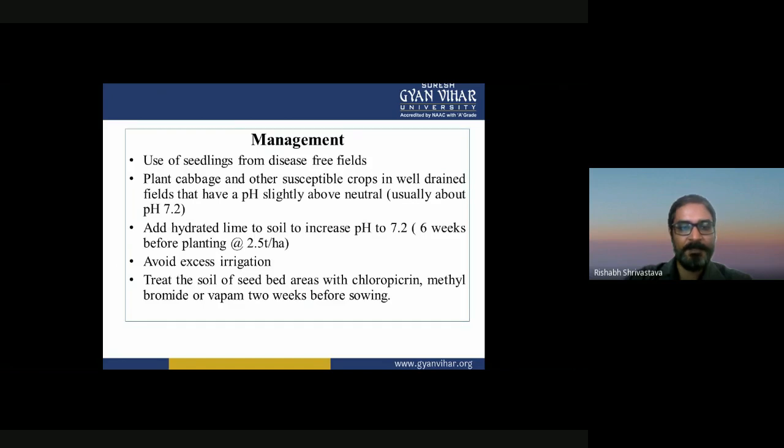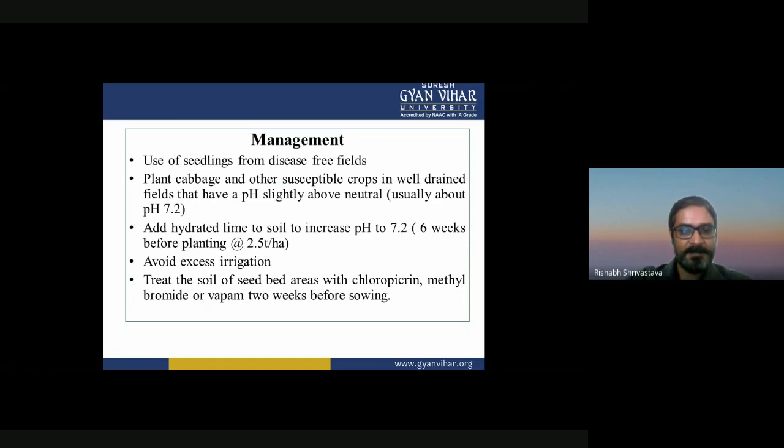Management: use seedlings from disease-free fields. Plant cabbage and other susceptible crops in well-drained fields that have a pH slightly above neutral, usually about pH 7.2. Add hydrated lime to the soil to increase pH to 7.2. This is to be done 6 weeks before planting at the rate of 2.5 tons per hectare.